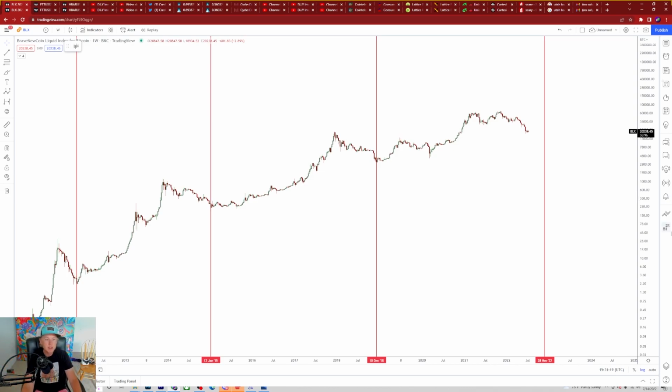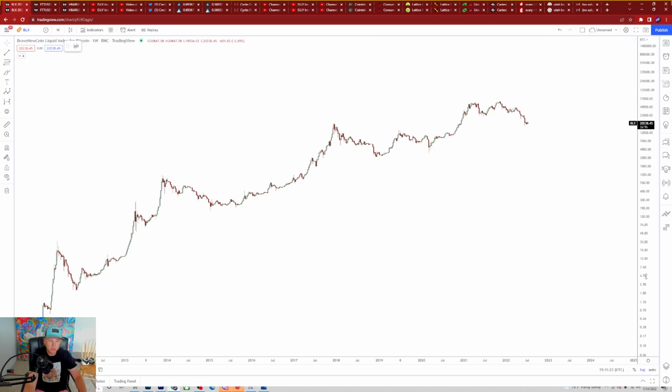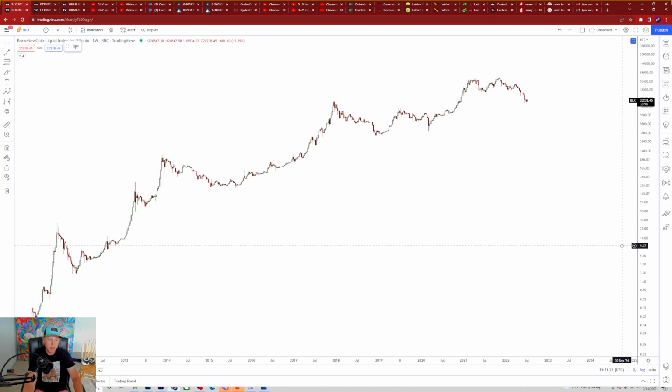mainstream adoption. Now, when it comes to Bitcoin, let's start off by removing all of our drawing tools here, and let's just take a look at the entire price history. And I want to share with you guys my long-term Elliott wave count.